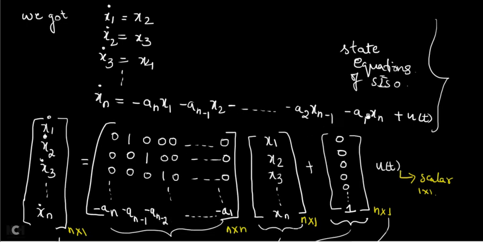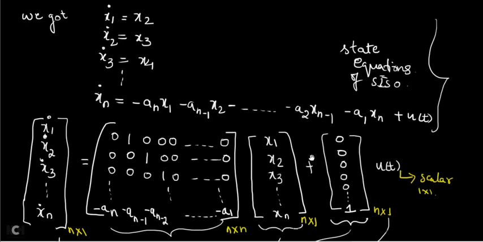What is the last element? Xn. Xn is the last element. Xn is multiplied by what? Minus a1. That should come as the last element, minus a1. So that is how this matrix is written. From this equation, this matrix is written. If you multiply this big matrix with this vector, you are going to get back the original equations.